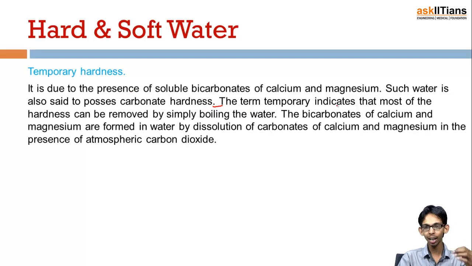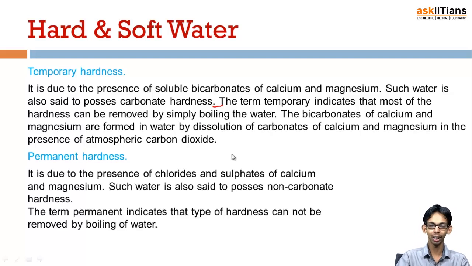The term temporary hardness indicates that most of the hardness can be removed by simply boiling the water. The bicarbonates of calcium and magnesium are formed in water by dissolution of carbonates of calcium and magnesium in the presence of atmospheric carbon dioxide. Another type of hardness is permanent hardness, which is basically present due to chlorides and sulfates of calcium. So if bicarbonates are present, it is temporary hardness, and if chlorides and sulfates are present, it is permanent hardness, which cannot be removed by just boiling.